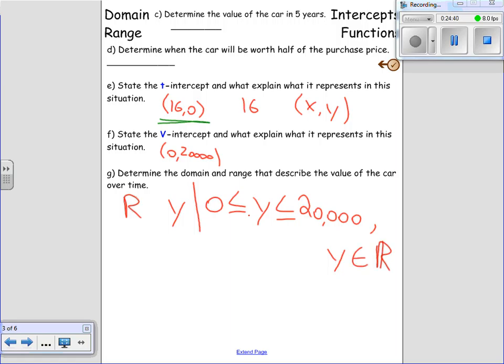Your domain is your x values. So it would be x such that, what's the minimum? 0, less than or equal to x, less than or equal to 16, because after 16, the graph stops. It's not worth anything anymore. It's gone to the salvage yard. It's done for. Comma what? X is an element of the reals again. If you want to be specific with time, you can get it right down to any point, right? So yeah, x is an element of the reals again. Easy peasy. Time.